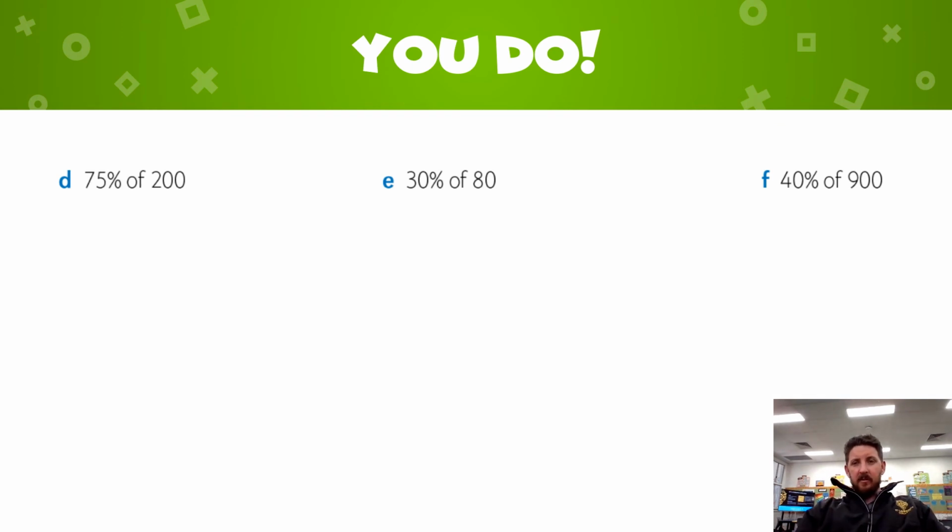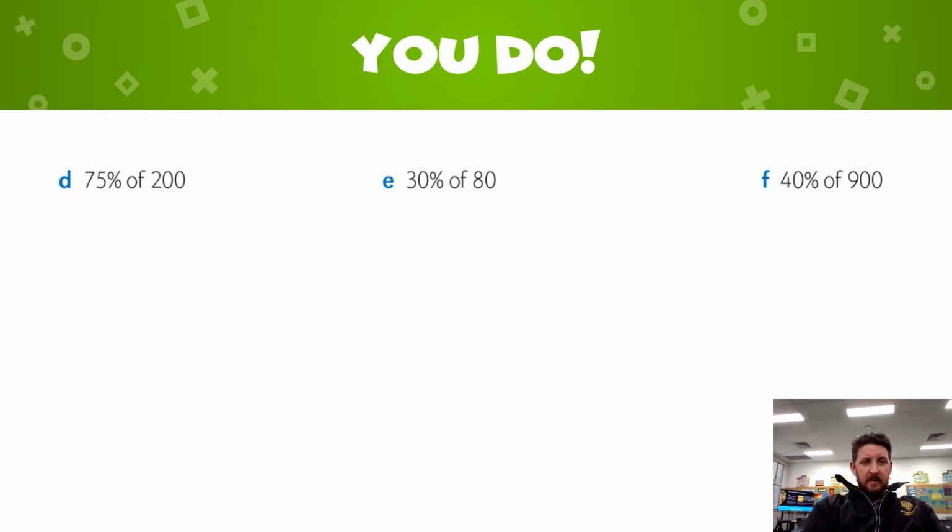Here are your ones to do. There's three real quick ones. I'd love to see these in your notes this week. To start off, you go 75 divided by 100, multiply it by 200. Then do the steps over and over, writing your answers down. If you need to, write the steps down on your page, and let's have a look at that in a minute. So stop the video now.